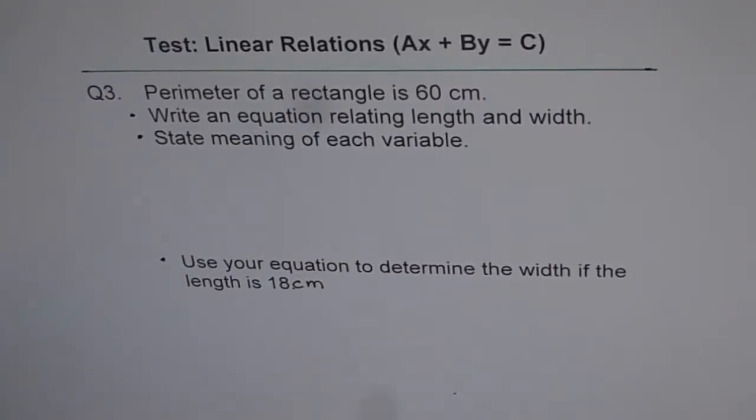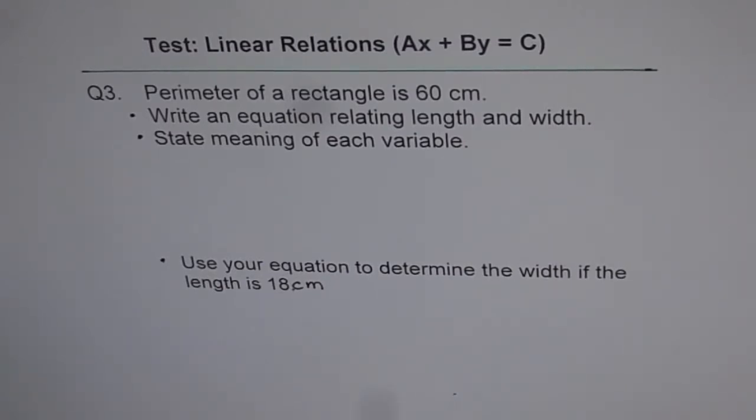Linear relations of the form ax plus by equals c. Here is question number 3. Perimeter of a rectangle is 60 centimeter. Write an equation relating length and width. State meaning of each variable. Use your equation to determine the width if the length is 18 centimeter.